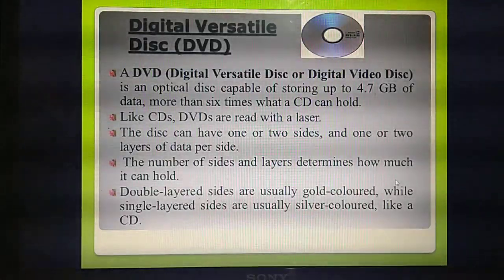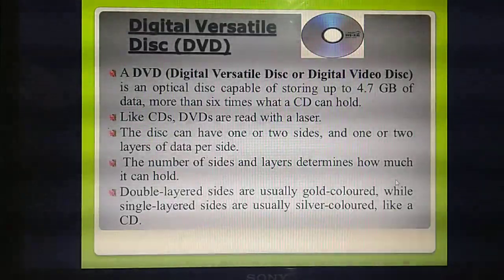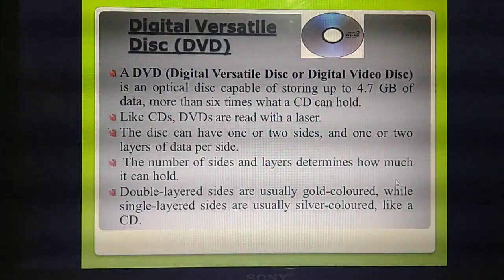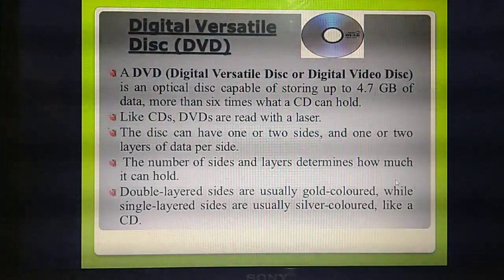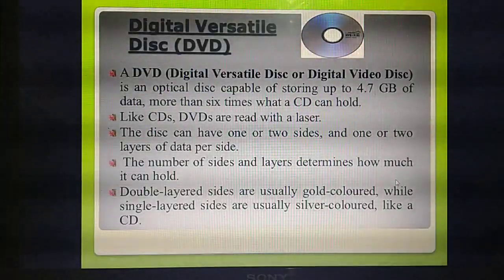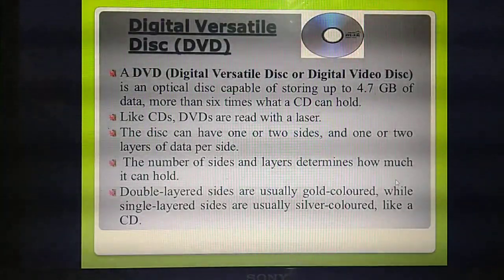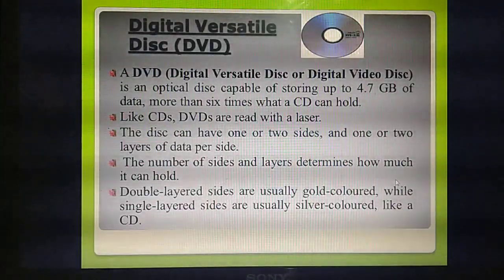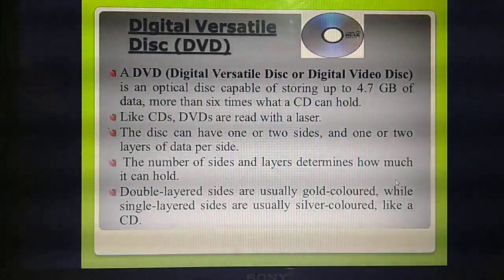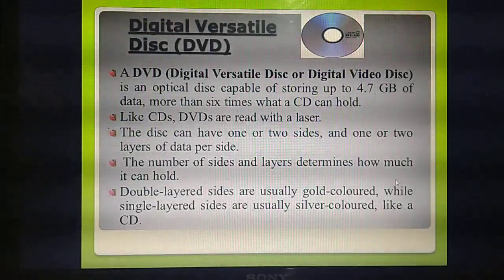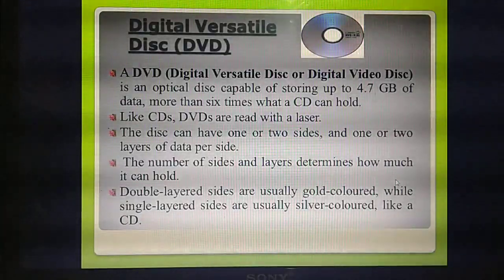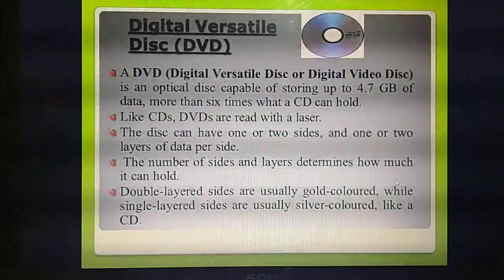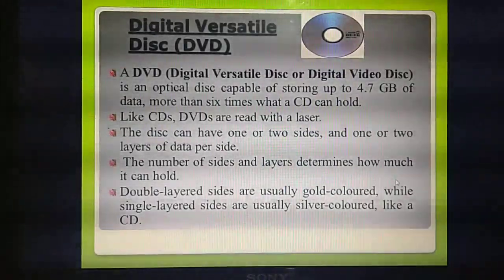Understand? So you can determine the storage capacity based on the layers. How many layers does it have? If it has 2 layers, it means 2 layers of data you can store. So based on the number of sides and the number of layers, you can determine how much data you can store in the DVD. Understand? By seeing it, you can identify whether the DVD is double layer or single layer.